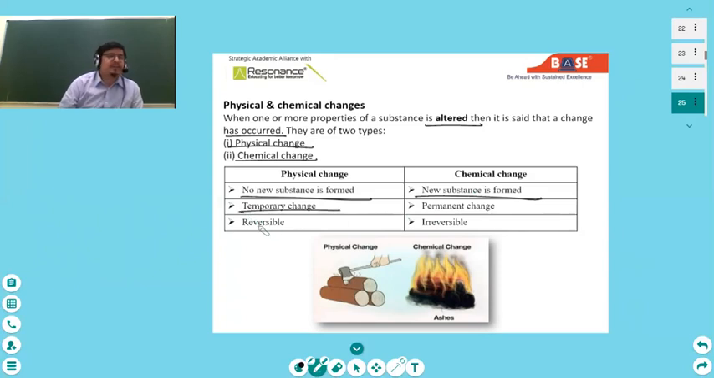Physical change is temporary, for some duration of time. I will explain with an example. And chemical change is permanent. For example, once milk is transformed into curd, you cannot tell the curd to please become milk again. It's not possible. So that is permanent, and physical changes are temporary.